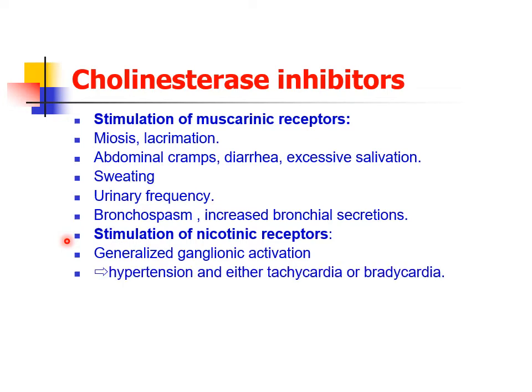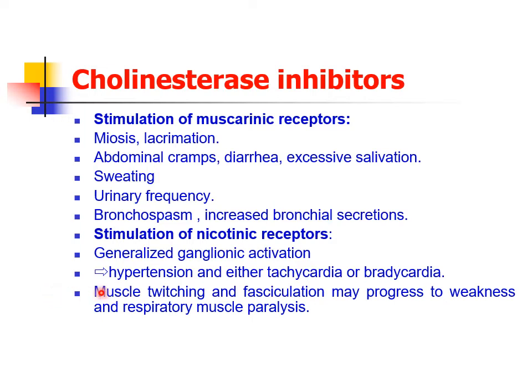Nicotinic receptors are in the ganglia and are also at the neuromuscular junction. Generalized ganglionic activation: hypertension, and either tachycardia or bradycardia. Increased acetylcholine will lead to stimulation of nicotinic receptors in the neuromuscular junction, muscle twitching and fasciculation. This will lead to weakness and respiratory muscle paralysis.